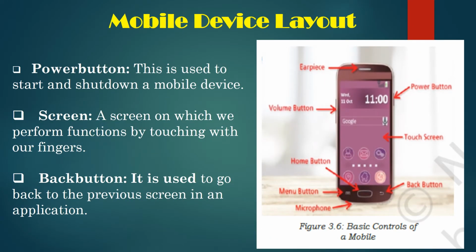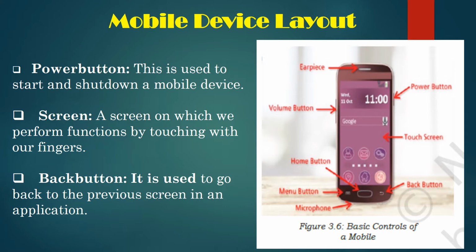To operate your smartphone, you need to know about basic controls and functions and their uses. Mobile device layout. Let us see the basic controls of a smartphone. First one is power button. This is used to start and shut down a mobile device. Next one is screen. A screen on which we perform functions by touching with our fingers.